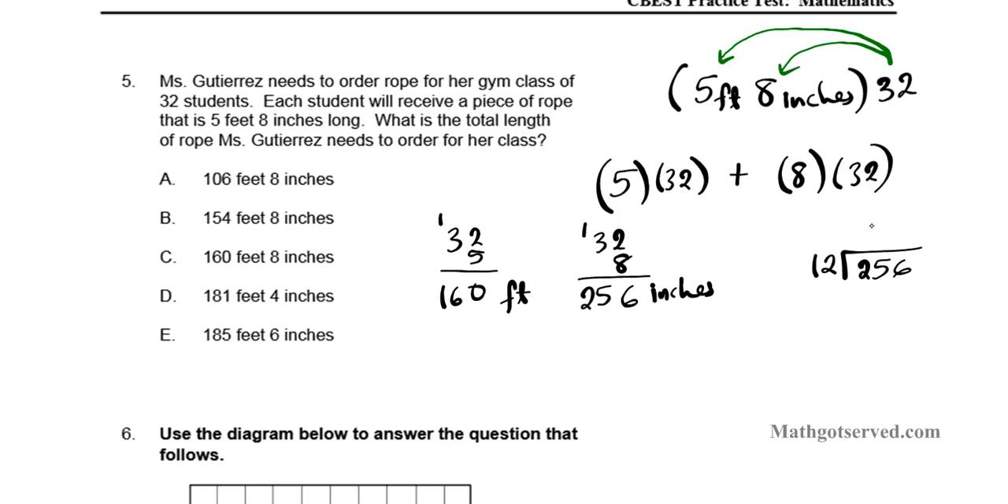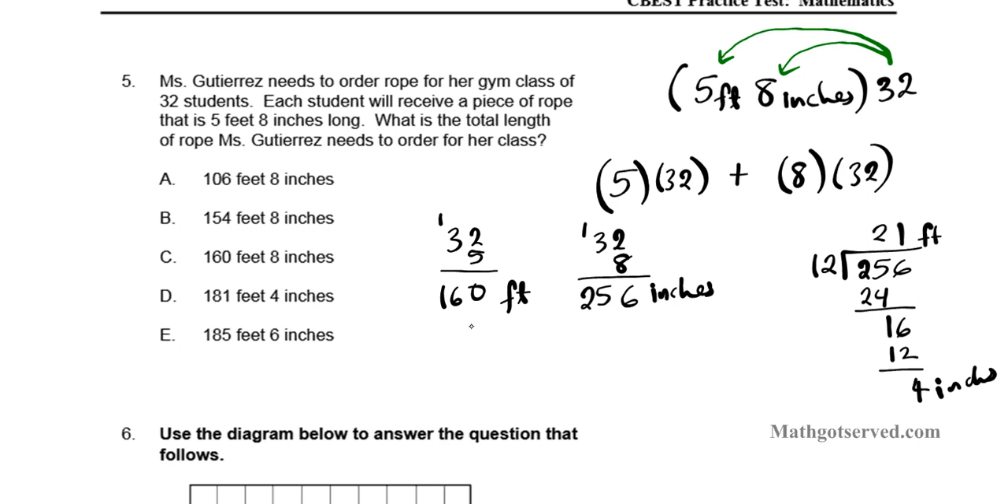All right, so 12 goes into 25 two times because 2 times 12 is 24. Subtract that, bring down the 6, 16. 12 goes into 16 once. 1 times 12 is 12. Subtract that, and you're left with 4. Okay? All right, so this tells you that there are 21 feet and 4 inches in 256 inches. Okay? So this is feet, and what you have left is inches.